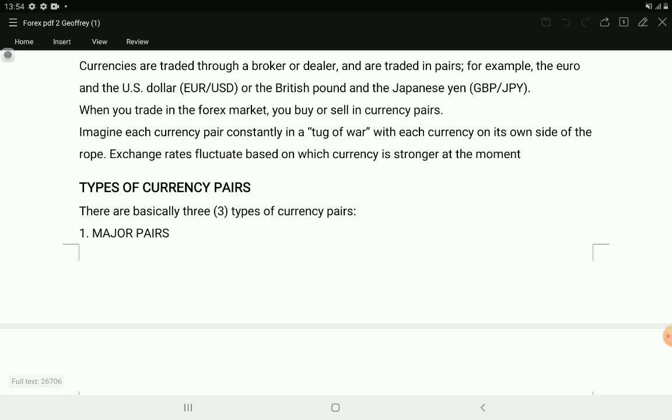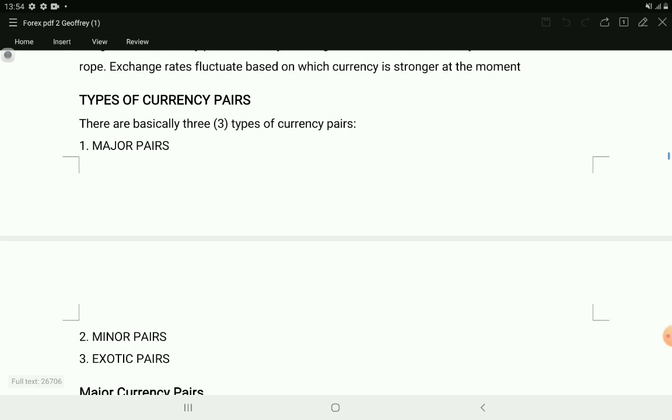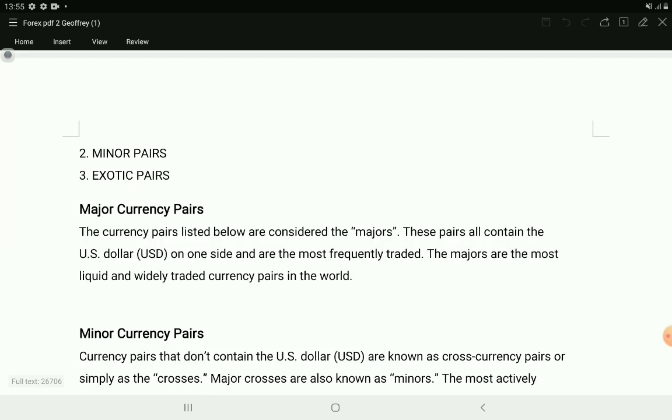There are three types of currency pairs in the forex industry. Number one is the major pairs. Number two is the minor pairs, and number three is the exotic pairs. Number one is the major currency pairs. The major currency pairs is when a currency is paired with the US dollar. They are the most traded currency pairs in the forex market.